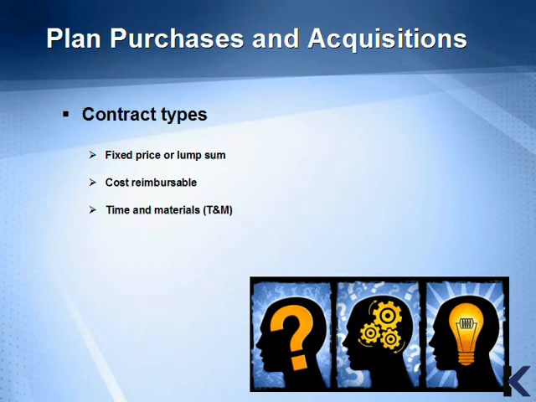A contract would be negotiated if the decision is to buy vendor products or services. The PMBOK guide divides contracts into 3 types: fixed price or lump sum, cost reimbursable, and time and materials. We'll go into greater detail on each of these, but first I'd like to step back and review the project manager's role in procurement.